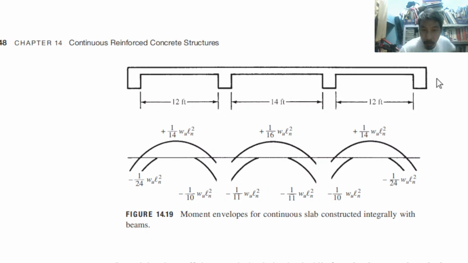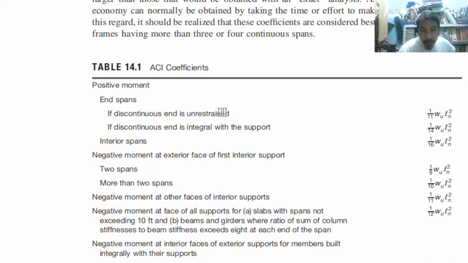For example, this is not a column. Not a column. But for example, this is cantilever. So, if this is cantilever, this is positive 1 over 11. Do you follow? Because a cantilever is unrestrained. Here, unrestrained. 1 over 11 positive. Do you follow? So there are only 3 possibilities for positive moment. 1 over 11, 1 over 14, 1 over 16.